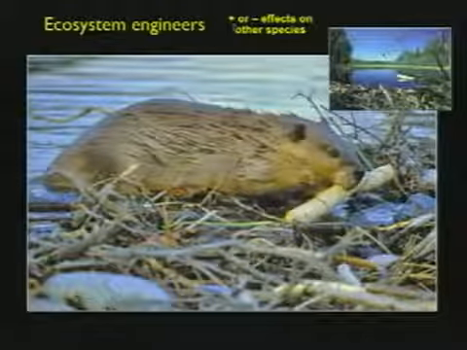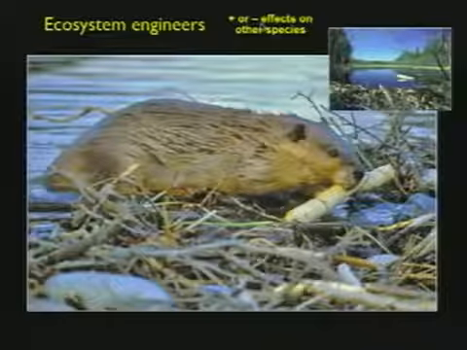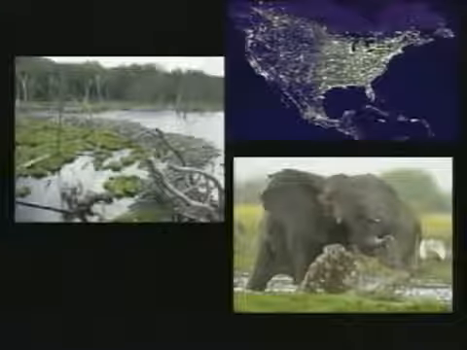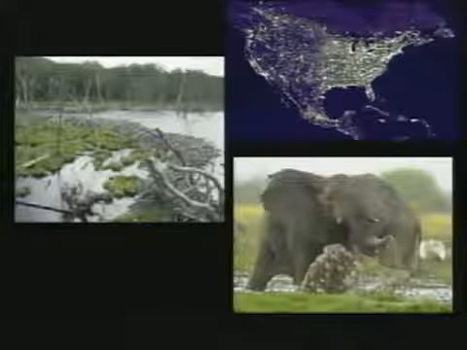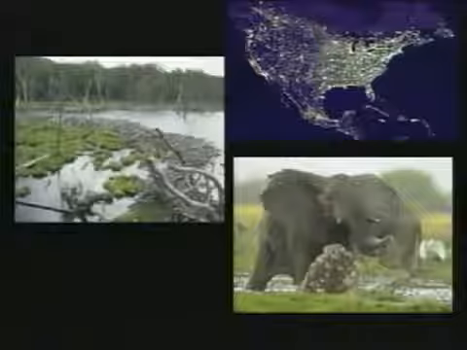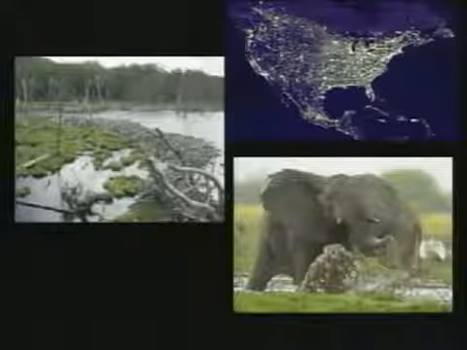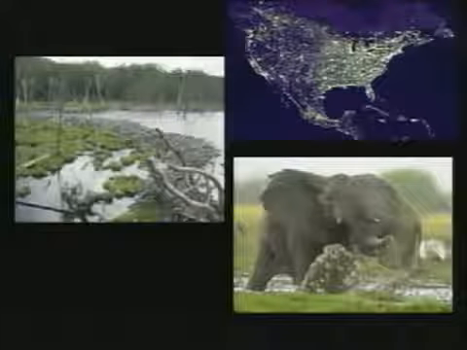So these ecosystem engineers can have positive or negative effects on other species. Other examples, elephants are a good example. Humans are a great example of a creature that tunnels and builds and levels things and creates a radical alteration of the environment that affects other species.